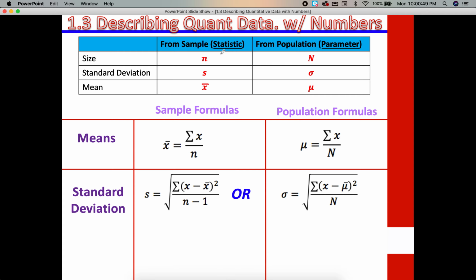And these are the symbols that are associated with either a population or a sample. We've talked about this, I think, in the summer work videos that you definitely watched, am I right? Where statistic is a value related to a sample, or parameter is a value related to a population.